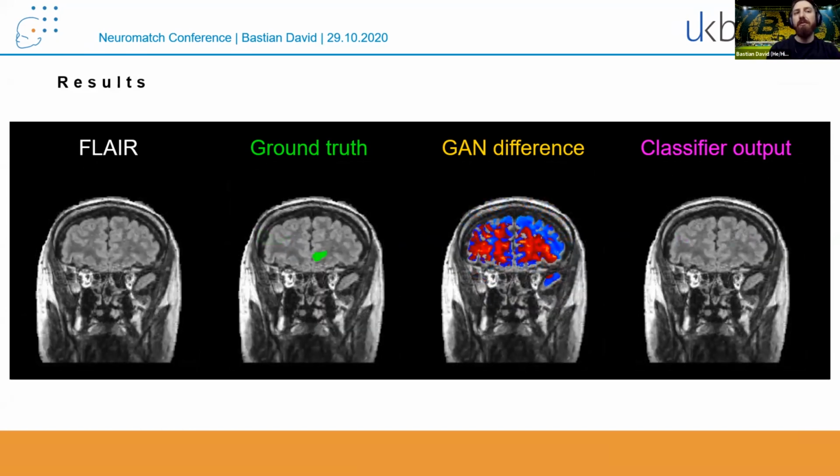And last but not least, also one result where our classifier did not find the lesion. Also, the GAN difference is mostly noise.